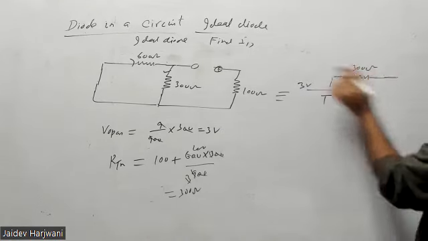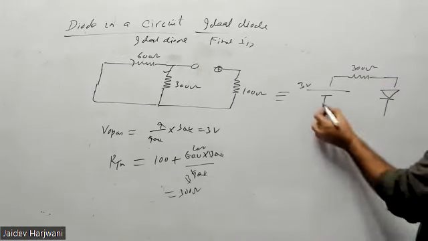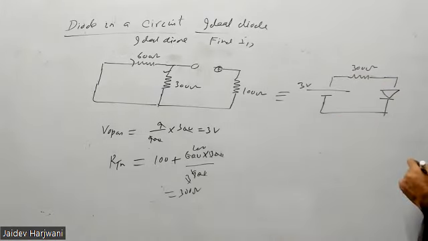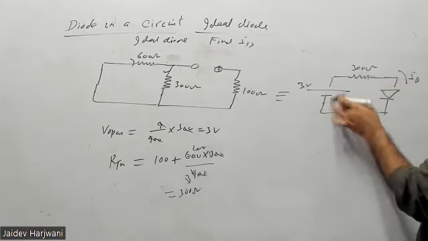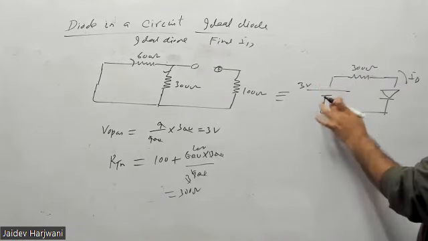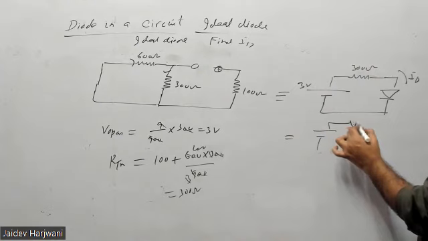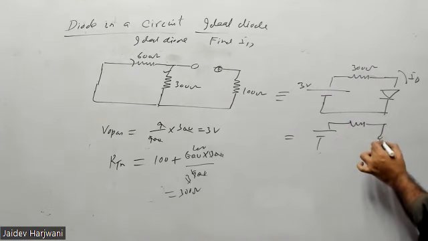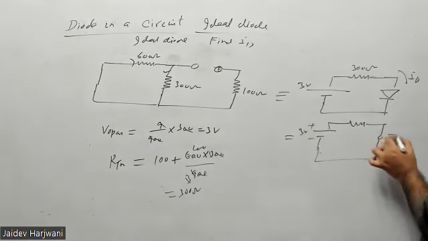So this circuit I can replace by a voltage source of 3 volt and an R Thevenin of 300 ohm. And here you put the diode again. Now you have to find the ID in the circuit. The diode is directly forward biased, so it behaves as a short circuit, and the voltage drop VD is 0 volt.